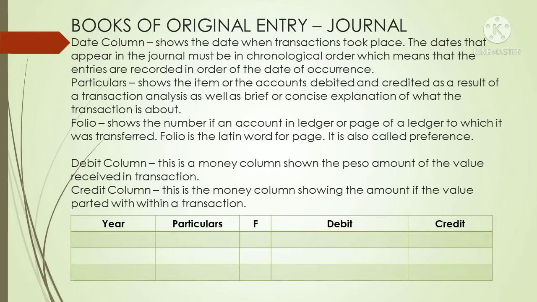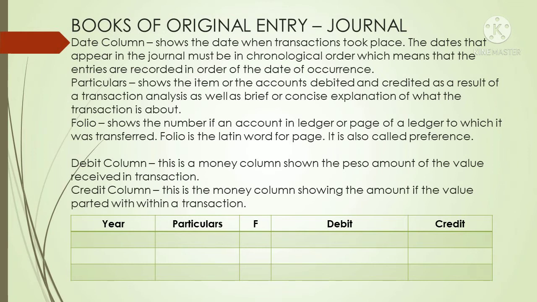So, next is the particulars. It shows the item or the accounts debited and credited as a result of the transaction analysis, as well as a brief or concise explanation of what the transaction is all about. So in the particulars, you write even just a little, but it covers all the description regarding that transaction. Next is the folio, the number of an account in a ledger or page of a ledger to which it was transferred.